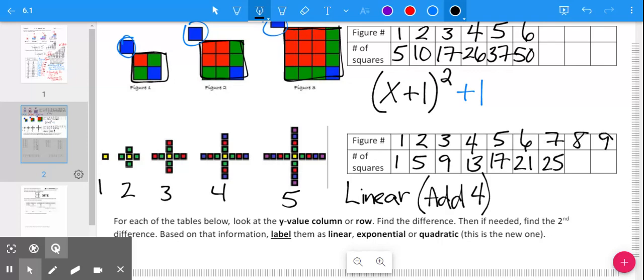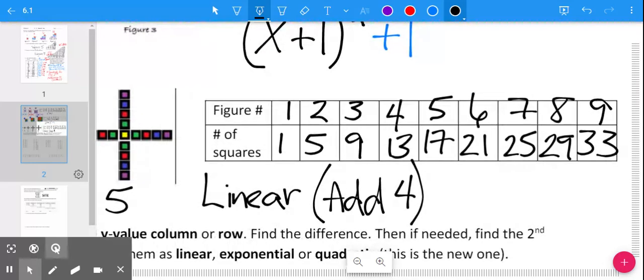21 plus 4 is 25, plus 4 is 29, plus 4 is 33. So we could actually write this one as well. You can write this one 2 ways. You can use your first term, just like we did back when we did sequences, where you would end up with y equals your first term plus your rate of change times x minus 1.